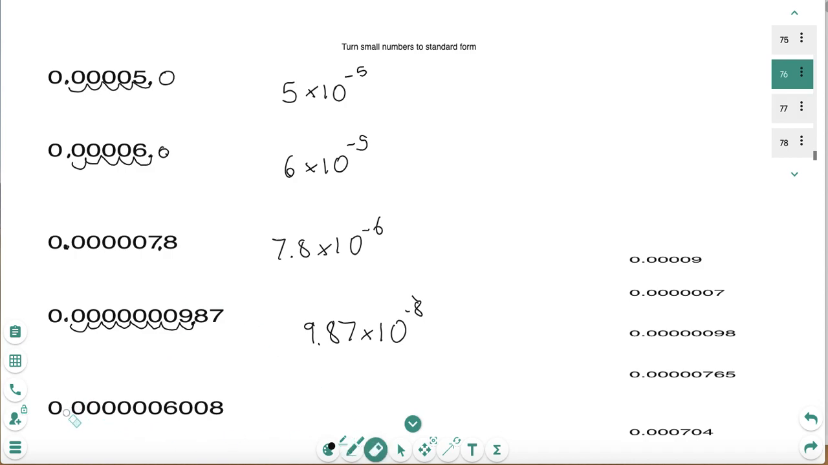Well, I'll get rid of my old one. Here? Oh, that's 600.8. No. Here? 60.08. No. Here? 6.008. That number's in between 1 and 10, so 6.008 times 10. Our old decimal place is here. Count number of spaces. 1, 2, 3, 4, 5, 6, 7. Minus 7. And that's how you do it.